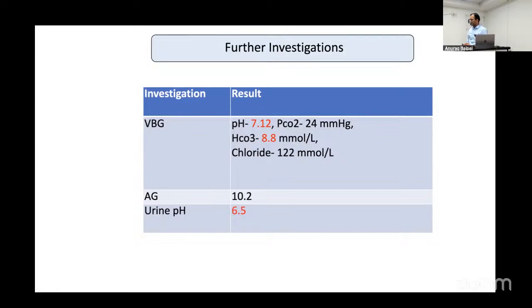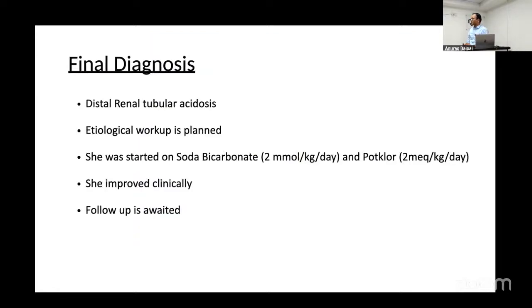So carry on from here. How will you work up from here? The final diagnosis was made based on the lab: distal RTA, and further etiological workup is being planned for this patient. We are planning ultrasound and urine calcium creatinine ratio for this patient, and subsequently we are planning a genetic workup in the patient.